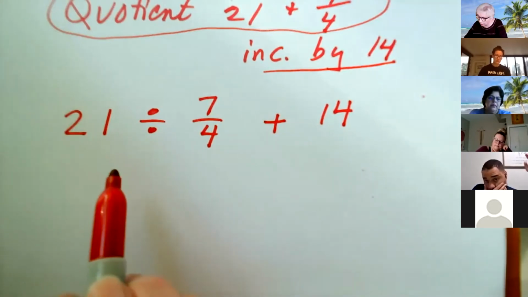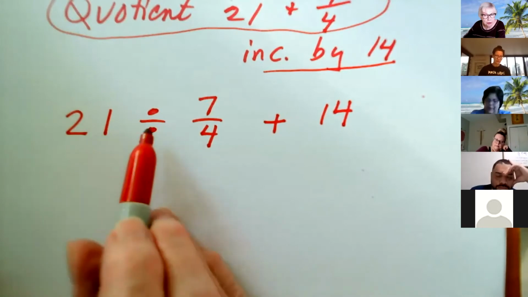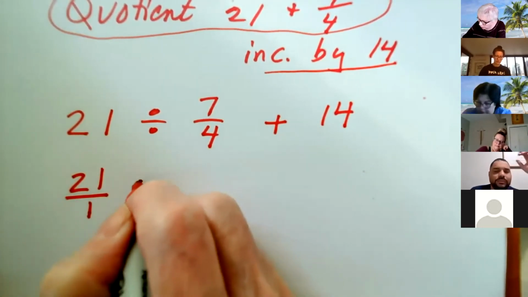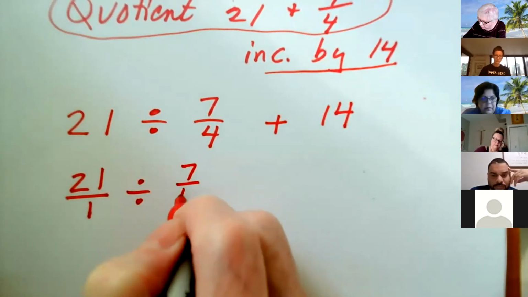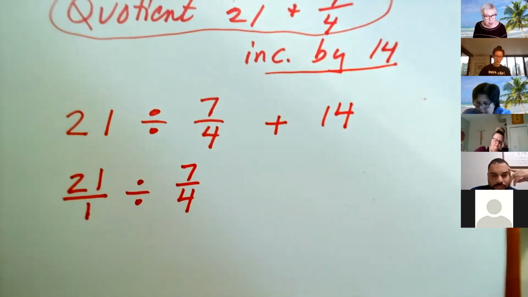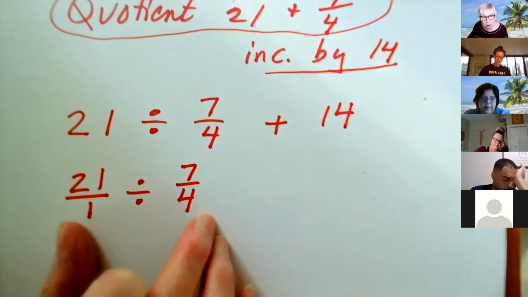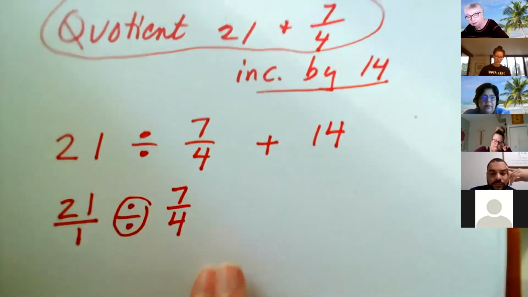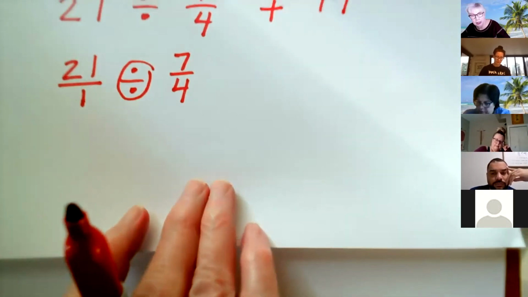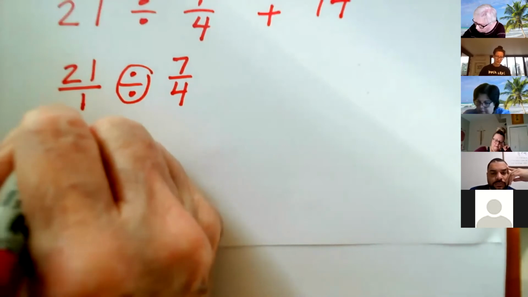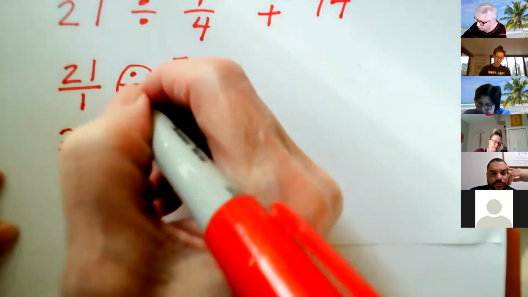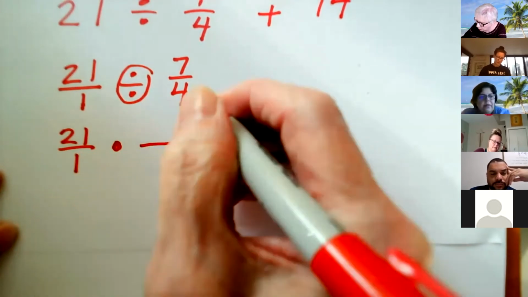And so the first thing we do is make these both simple fractions. 21/1 divided by 7/4. That's the first step in either multiplication or division. Make sure it's in good form. But the division has a special extra step. The division gets converted to multiplication. So the first number is never changed. The division goes to the multiplication.